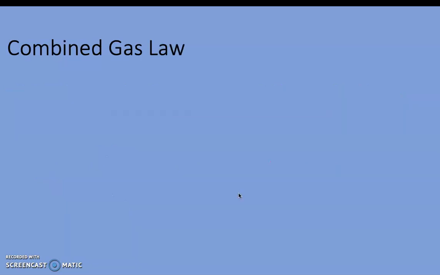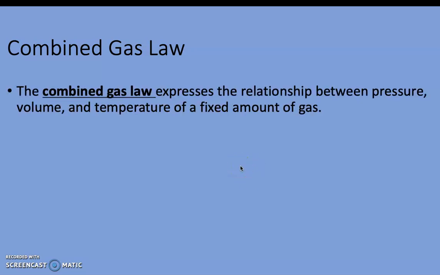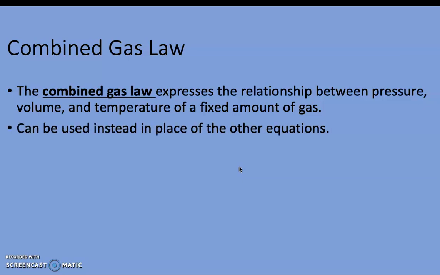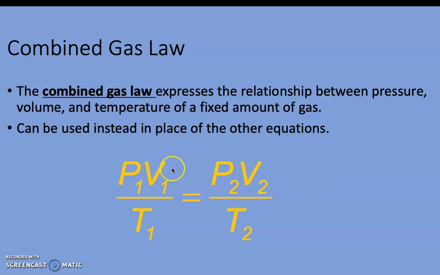Now let's look at the fourth gas law. We have the first, second, third. Those are the main ones: Gay-Lussac's law, Charles' law, and Boyle's law. You put the three of them together, you get the combined gas law, which expresses the relationship between pressure, volume, and temperature of a fixed amount of gas. It can be used in place of the other equations. So here is the equation. It is set where pressure times volume divided by temperature, all initials are on the left, and then your pressure, volume, and temperature finals are on the right.